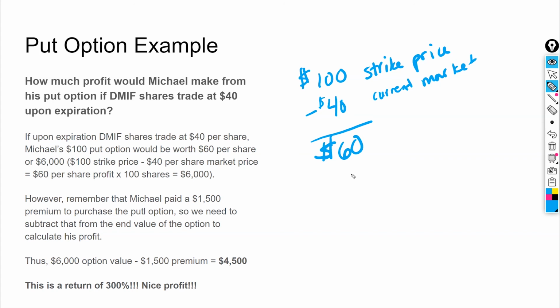So what business economics would say is somebody would be willing to pay up to $6,000 for that contract, right? Because that's the potential profit you can make from this. If it was anything more or less, then the market would bring it in line. So $60 a share in profit, which times 100 shares, $6,000 profit.